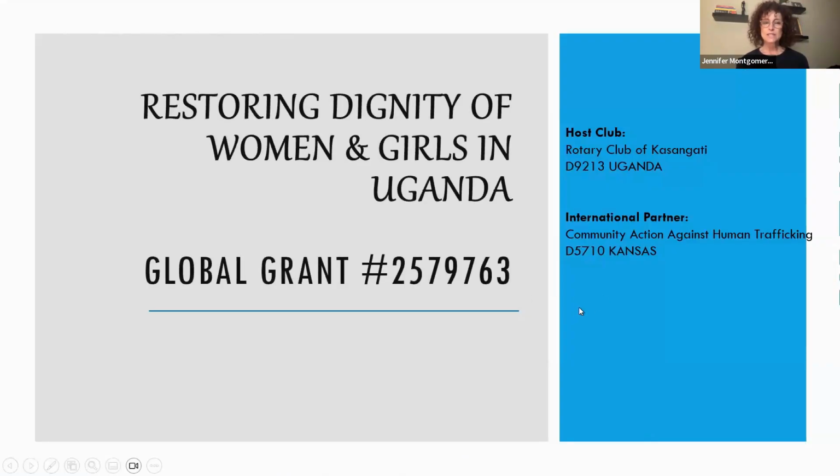So this particular project is really important for the reasons I've just discussed. The host club is the Rotary Club of Kasangati in Kampala, which is the capital. And the international partner is Community Action Against Human Trafficking, which is the club that Patty is here to represent today and came out of our district in 5710. I'm originally from this district. 5710 sponsored my Rotary Peace Fellowship, so I'm very connected to Patty and Faron and everybody else here in Northeast Kansas.